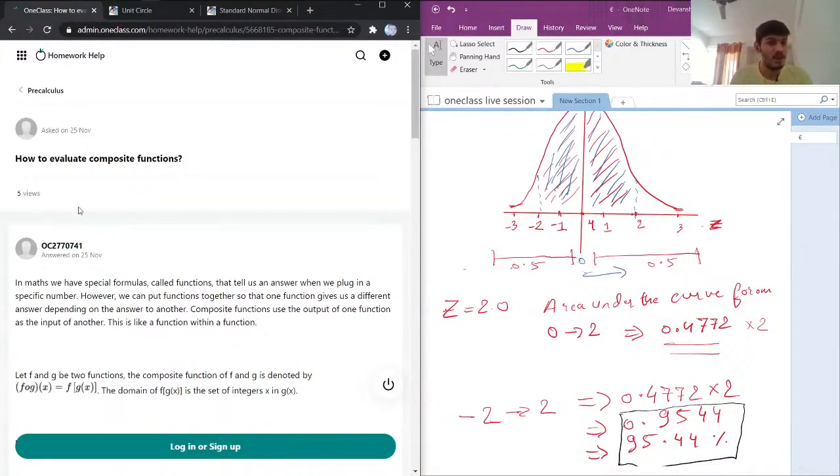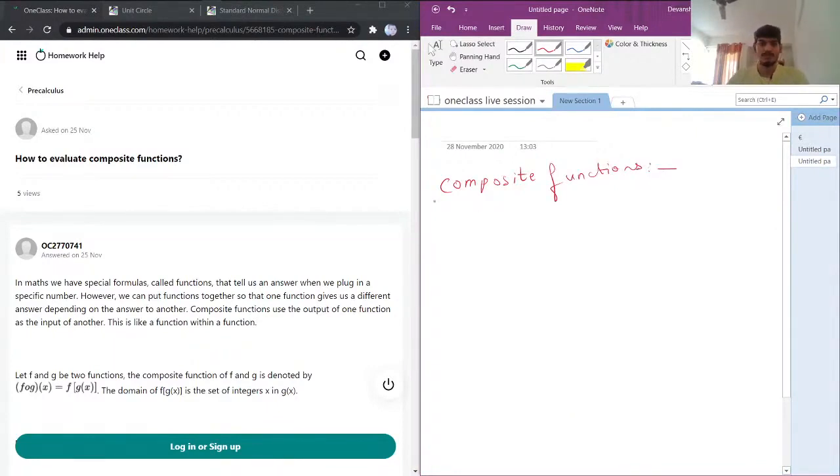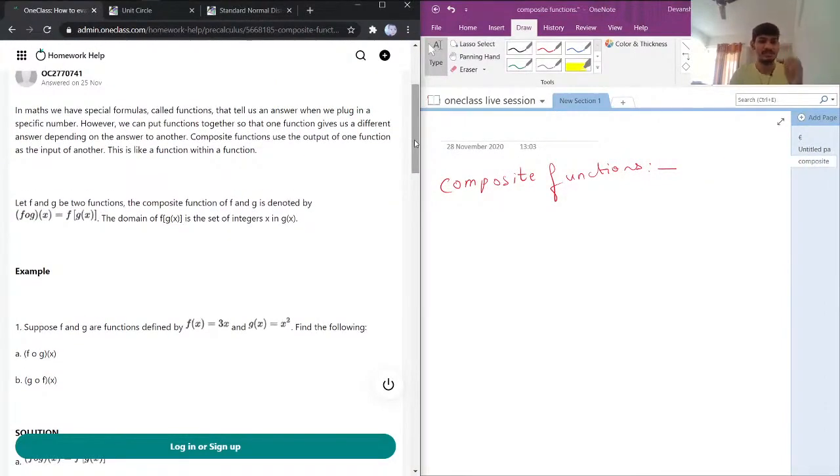Yeah, so how do we evaluate composite functions? So we have composite functions. Basically, I used to do this when I was in high school. I had these kinds of questions. So let's just see what the answer written here is.